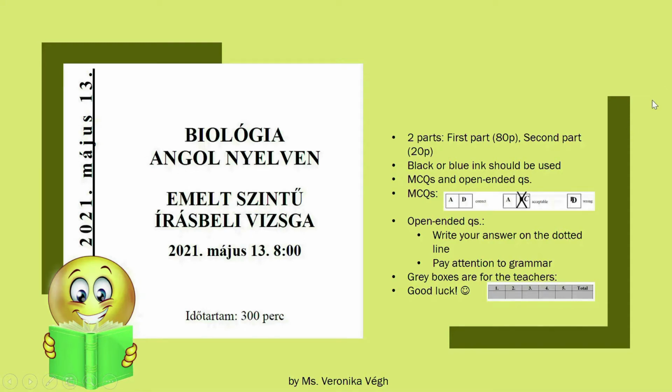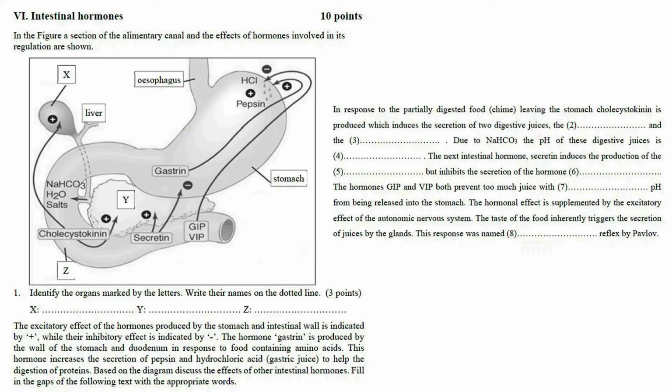Welcome again. As we discussed in this video, we are going to solve the second part of the 2021 high-level biology final exam paper. In the first video, we solved the first, second, third, fourth, and fifth exercise. So today is the time to continue with the sixth one.